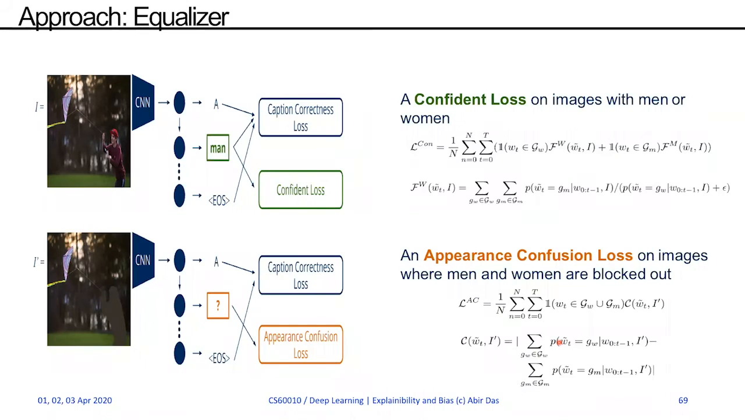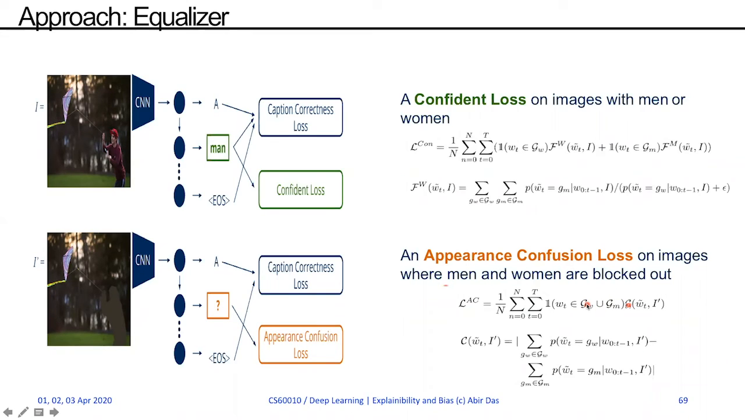Now the term just above it is used here. It is the appearance confusion loss, LAC. This tells us to consider the loss given by this term C we just described if the generated word is a gender word. This is the indicator function saying that you consider this C only when the ground truth word is coming from the gender words. So this is the form of the appearance confusion loss.